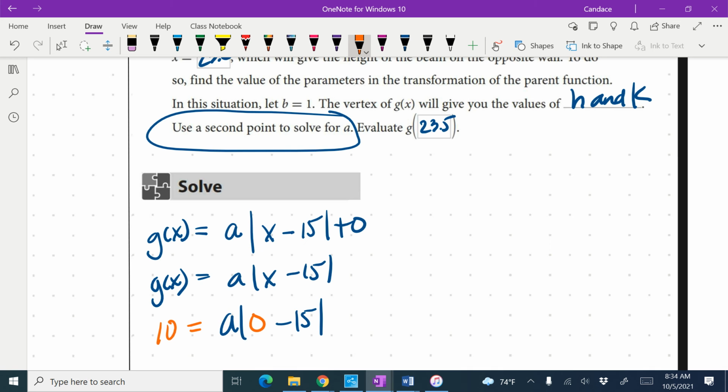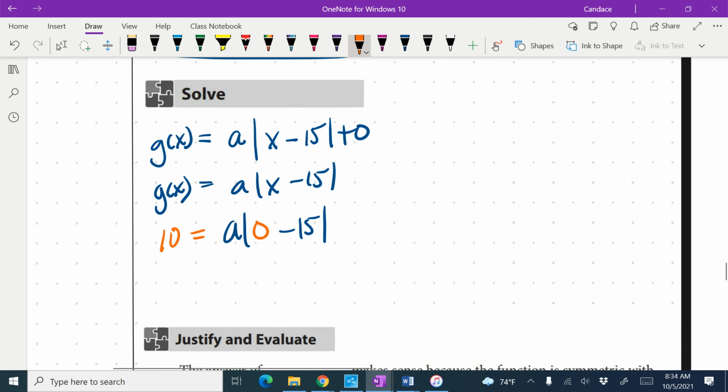Okay, let's solve for a. And this should be familiar. We did something like this with parabolas. We did the bridge problem. We did something just like this. All right, what's 0 minus 15? Negative 15. So I've got 10 equals a times the absolute value of negative 15. What's the absolute value of negative 15? 15. Good.